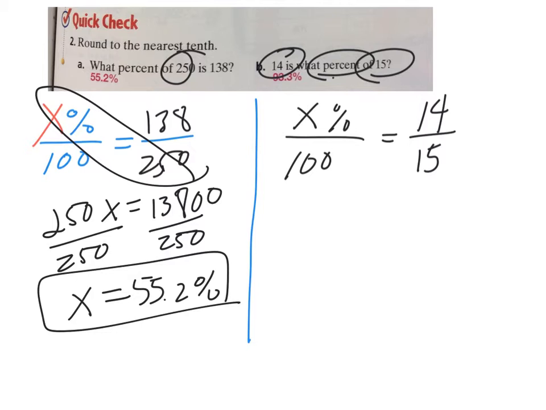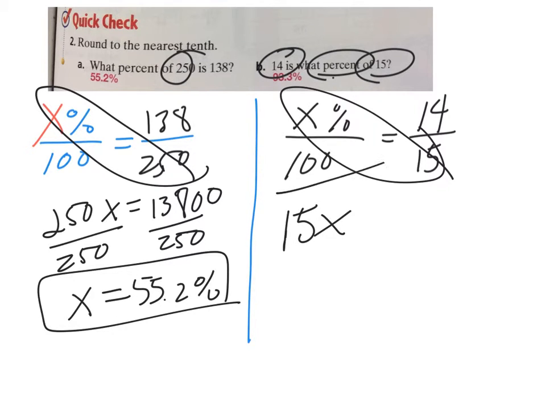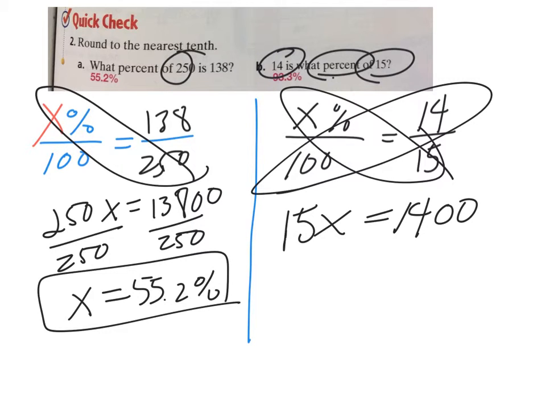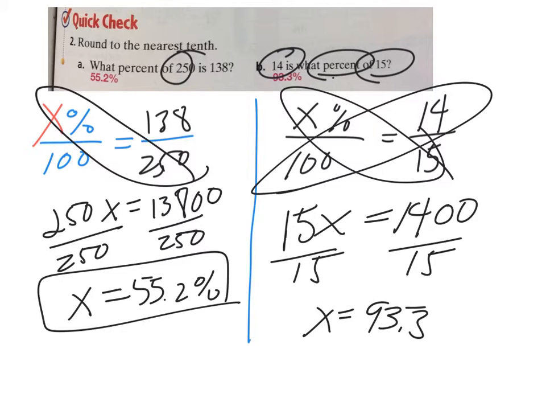Now on the other side, we're going to get cross product here. 15, oops, that's not a very good 15. We're going to get 15x, and over here we're going to get equals 1400. Divide off that 15, and we're going to get, let's see, 1400 divided by 15, looks like 93.3 repeating, and don't forget the label of percent.